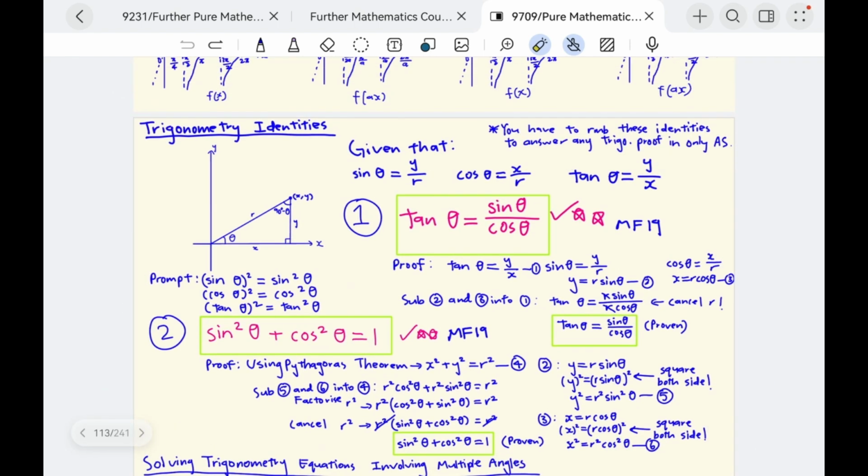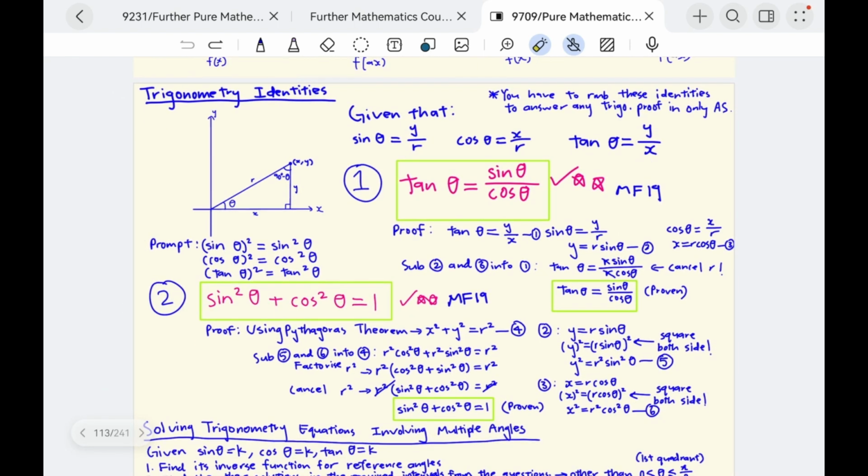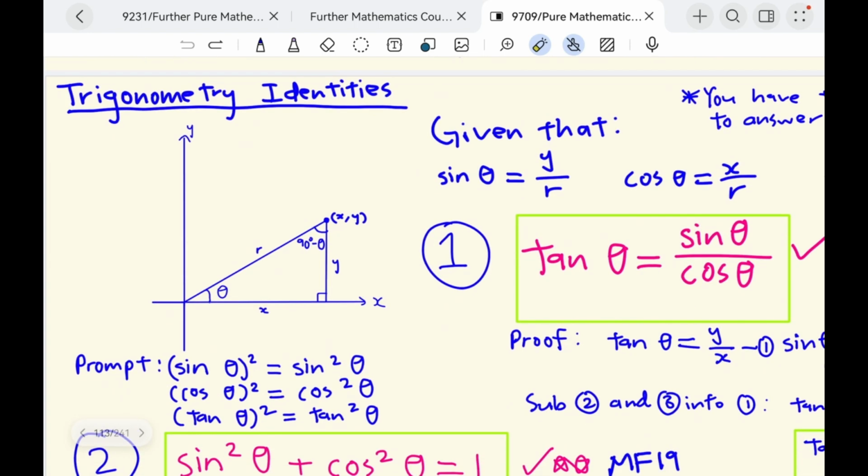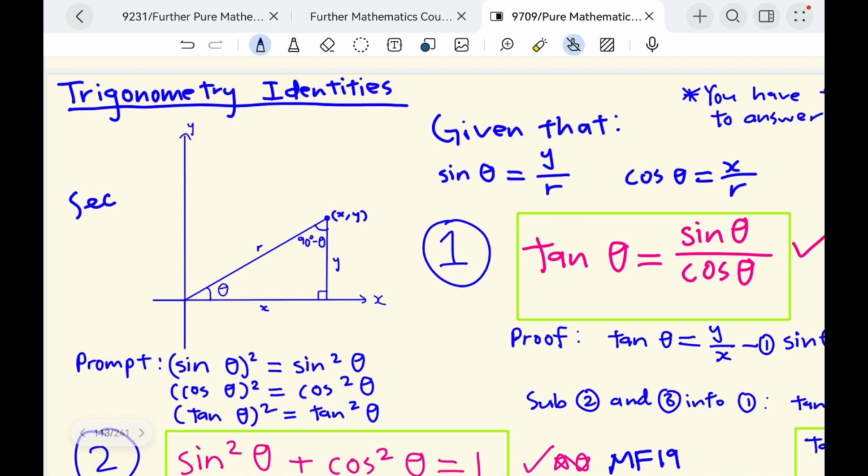In your AS examinations, you won't be asked to prove trigonometric equations that involve the reciprocals of the trigonometric functions, because these three functions, secant, cosecant, and cotangent, you will learn in A2, not in AS. So don't worry.